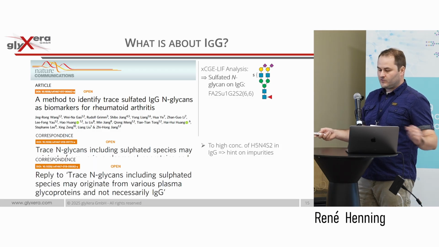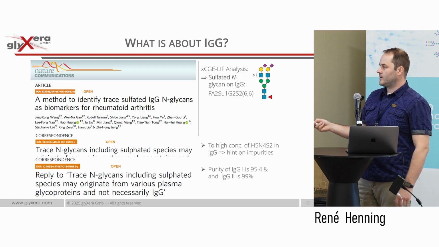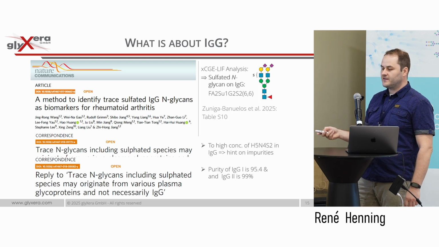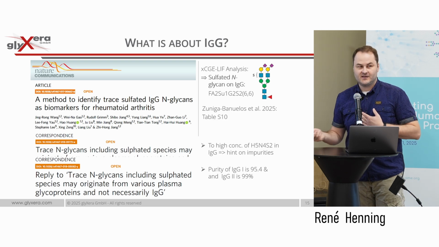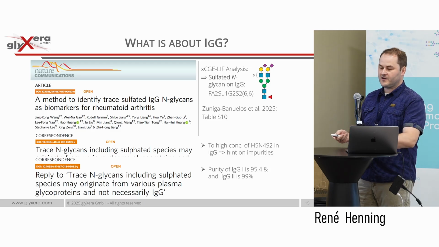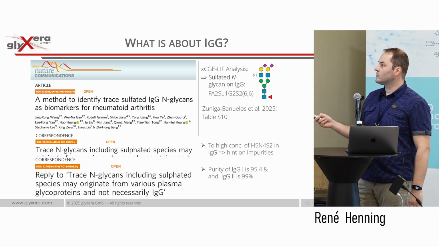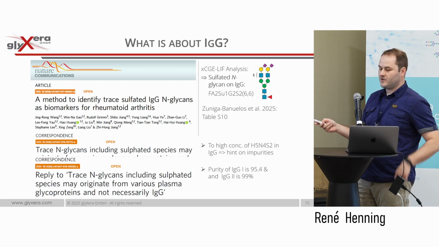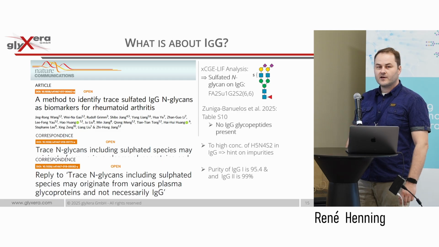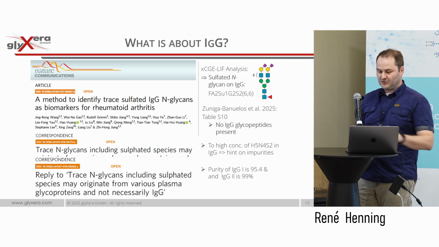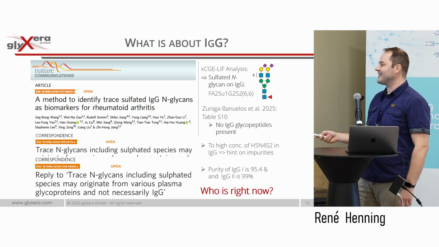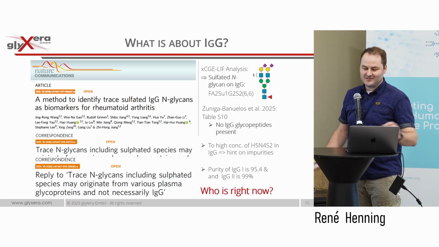And they replied to this one and said, our IgG has a purity of 95%, IgG1 of 95% and the other one of 99%. So we believe that it's really coming from the IgG. You can also look in Franja's table, and you will find no glycopeptides. So now the big question, who's right? Is it on IgG or is it not on IgG?